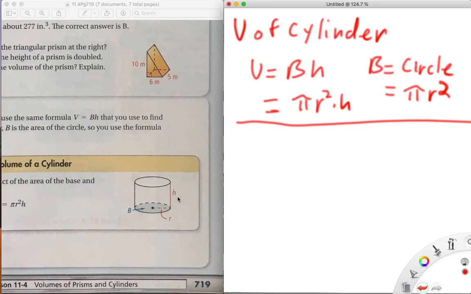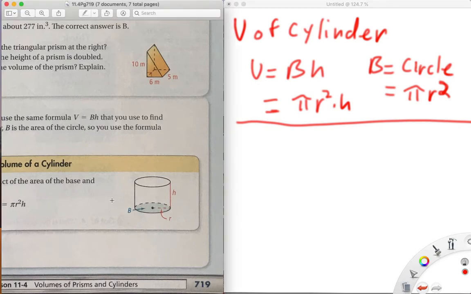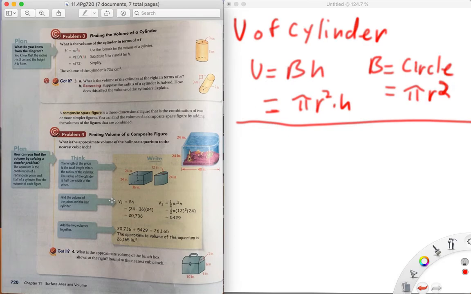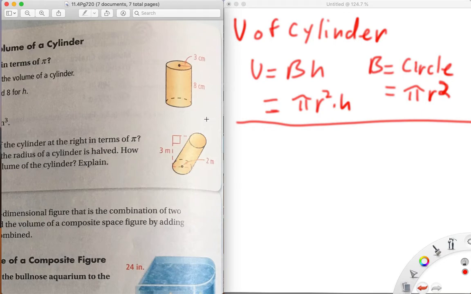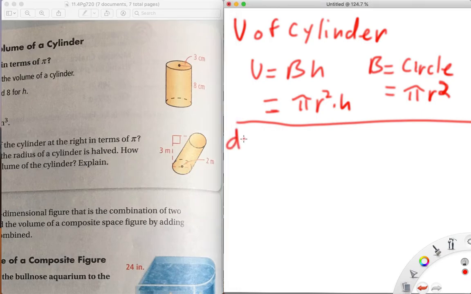Remember that the height is perpendicular to both the bases. Since the bases are circles, this height would be perpendicular to both. And the area of a circle is pi r squared. So for this one that they give us, we have an oblique cylinder. It has a diameter of 2, which means we have a radius of 1. Remember that the radius is half of the diameter. We have a height of 3.